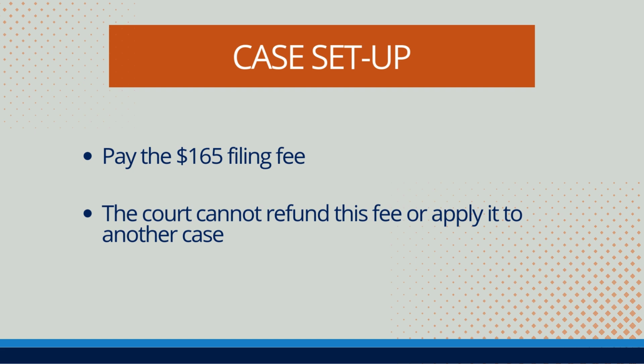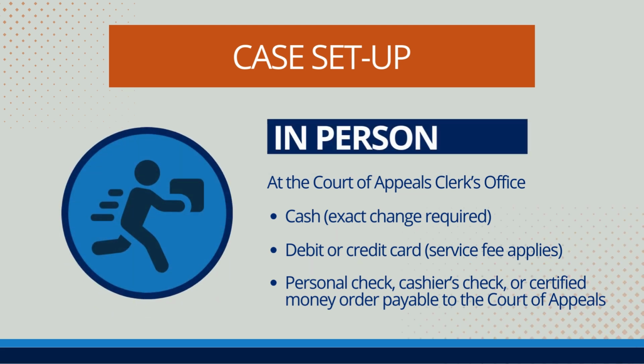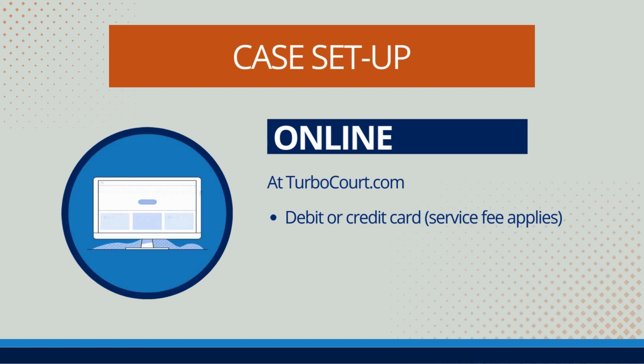You must pay a $165 filing fee before you can file any documents in the appellate special action. The court cannot refund the fee or apply it to another case, no matter how the special action turns out. You can pay the filing fee by mail, in person at the Court of Appeals clerk's office, or online through TurboCourt using a debit or credit card.